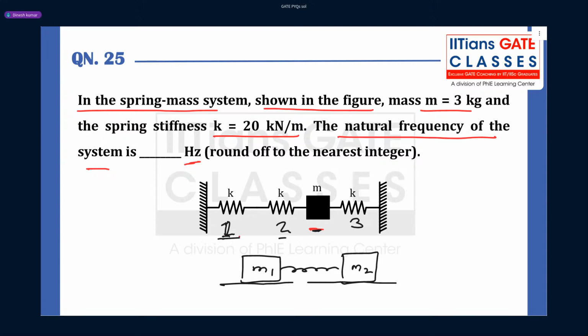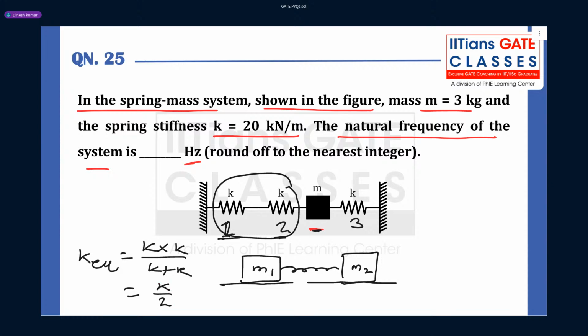Yes, 1 and 2 are in series, right? So if you find k equivalent of this, what will it be? It will be k into k upon k plus k. So it will be k by 2, right?